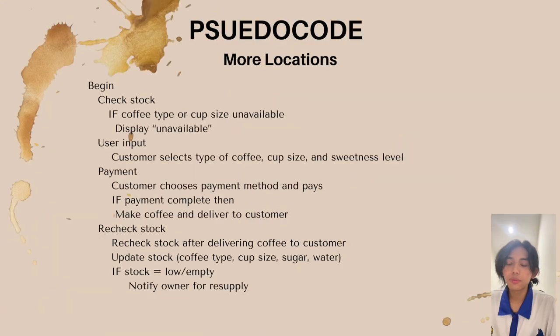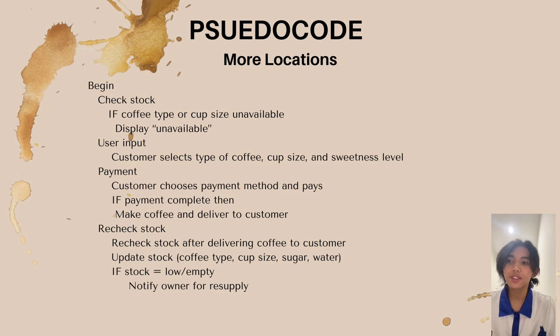Our pseudocode more or less is just like our flowchart made into words. So we first begin, check the stock. If coffee type or size is unavailable, then display unavailable. And that means the coffee type that's unavailable cannot be ordered. It should be out of stock.